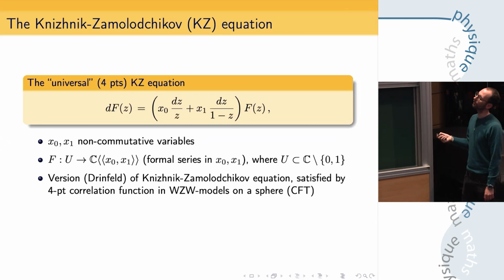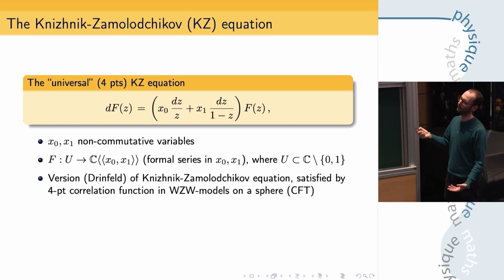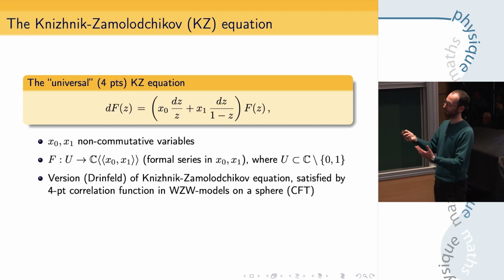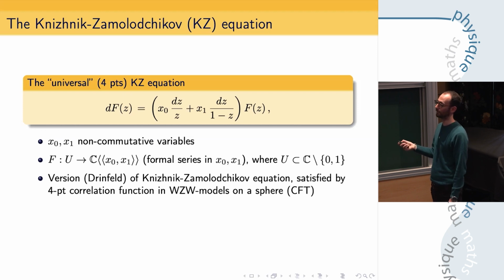which, okay, you should think of this as the completion of the universal enveloping algebra, the free algebra on two generators. That's the right way to think of this. And as I said, this is a version of the KZ equation, which depends on more data, and it looks more complicated than this, and it is satisfied by 4-point correlation functions in the Wess-Zumino-Witten model on a sphere.